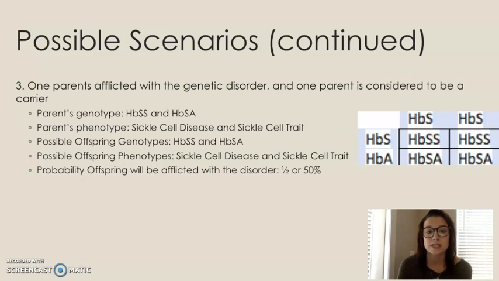So third, one parent is afflicted with a genetic disorder and one parent is considered to be a carrier. The genotypes HBSS and HBSA for the parents will be the same for the offspring, and the phenotype of the parent and the offspring will be the same, where it will be sickle cell disease and sickle cell trait. So the probability that the offspring will be afflicted with the disorder is 1/2, or 50%. And all the Punnett squares you see to the side are Punnett squares that I made for this project, and so if you need a visual, I hope you will pause the video and look at them.